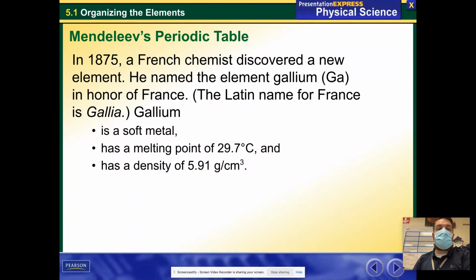And then later in 1875, a French chemist discovered a new element. He named the element gallium in honor of France. Latin name for France is Gallia. Gallium was a soft metal. It had a melting point of 29.7 and a density of 5.91. So he wasn't that far off, okay?